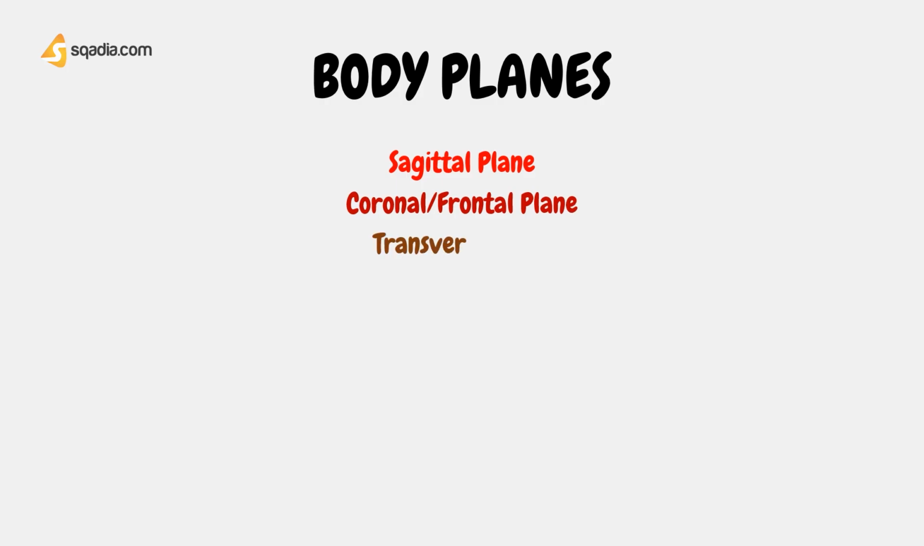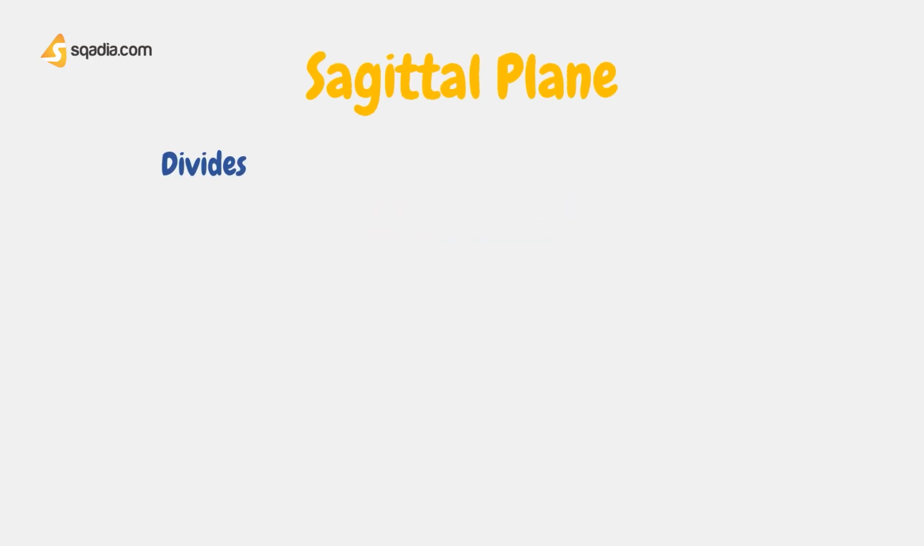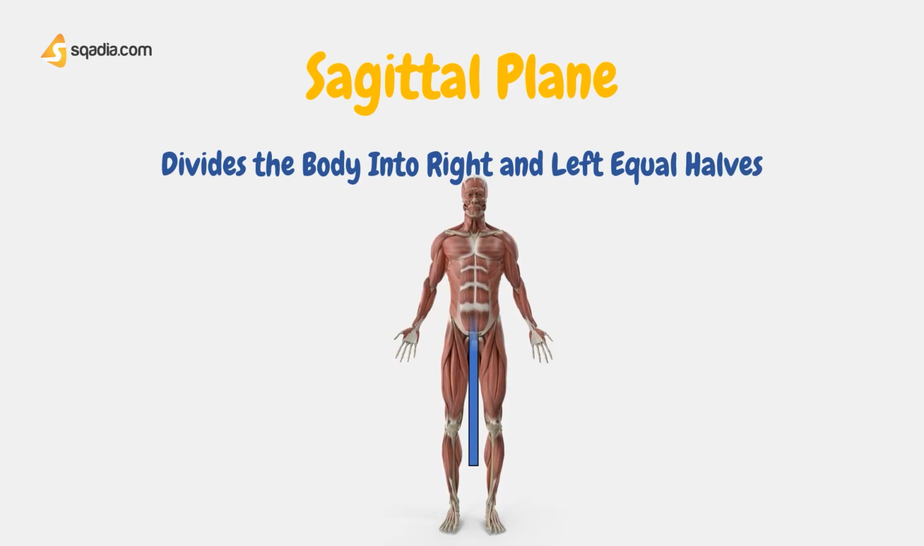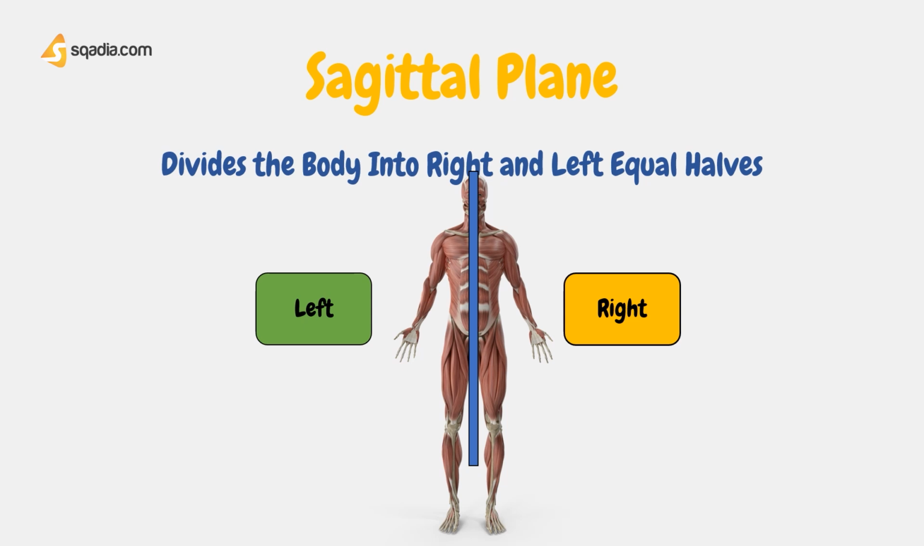The planes are made, which makes it easier to understand the body structures. We have three major body planes: the sagittal plane, the coronal or frontal plane, and the transverse plane. We will study each in detail. The first plane is the sagittal plane, which divides the body into left and right halves. In this visual, the body is divided into equal parts. One is left and the other one is right. Flexion and extension movements usually occur in this plane.